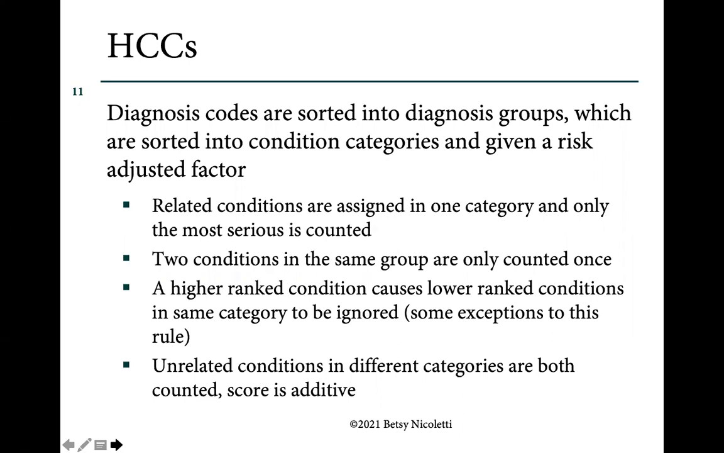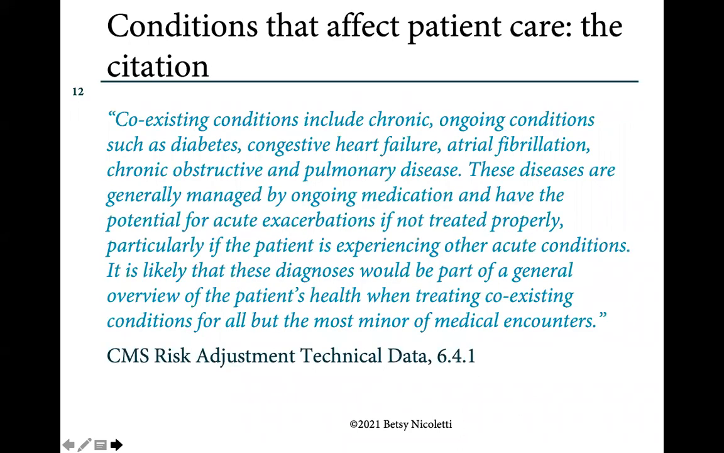Unrelated conditions in different categories are both counted, and that score is additive. So a patient with COPD and chronic kidney disease, those are unrelated, those get added together. There's some exceptions, obviously, but you don't have to worry about those. Now, here's a citation from the CMS document, and I'm going to translate it in the next slide.